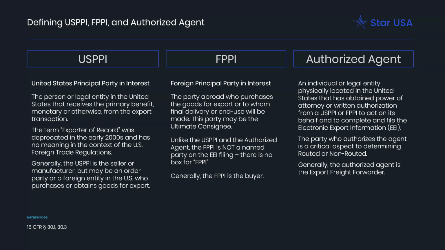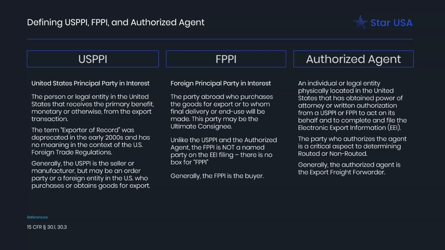The FPPI is the counterpart to the USPPI. They are the foreign principal party in interest, and that's the party abroad who purchases the goods for export or to whom final delivery or end use will be made. This party may also be the ultimate consignee, the one who receives the goods, but it does not have to be the ultimate consignee. Unlike the USPPI and the authorized agent, the FPPI is not a named party on the EEI filing. There is no box for the FPPI, but generally the FPPI is the buyer.